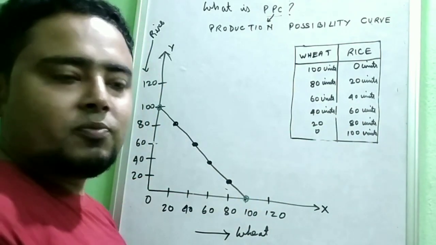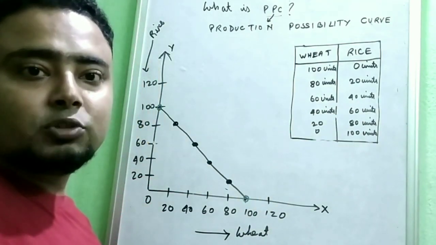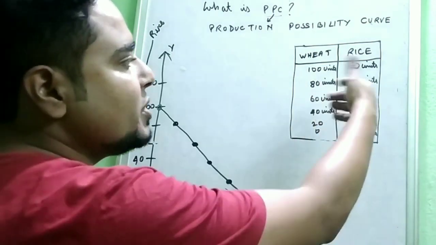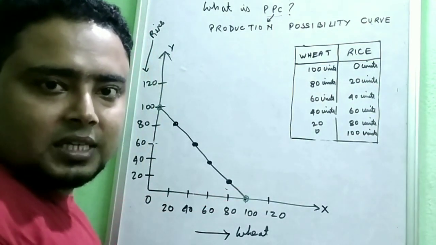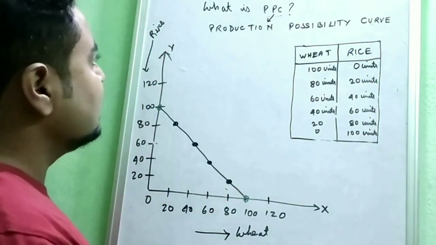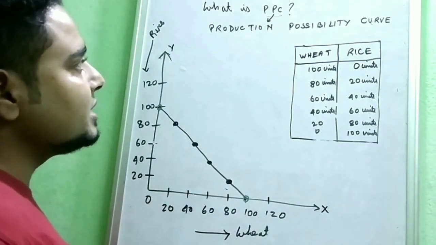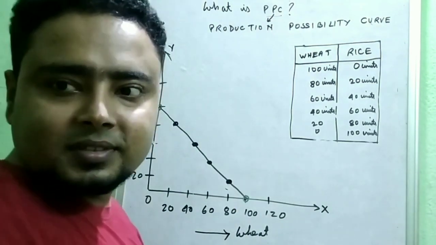So these types of points are mainly known as points of saturation. You can see nothing can go beyond this. Is it clear to you all? So this is our production possibility curve, and I hope you understood.